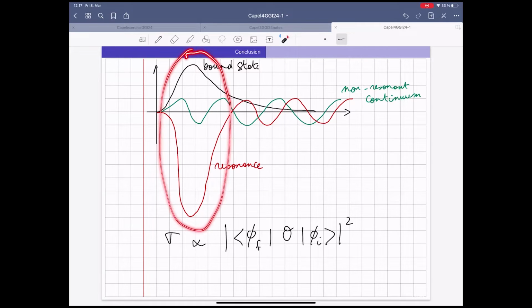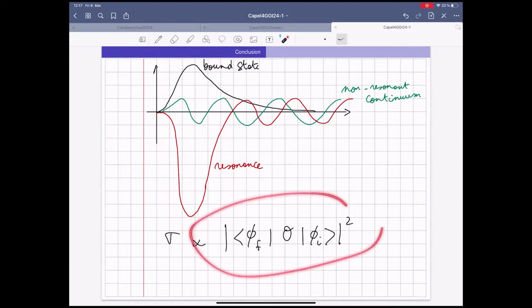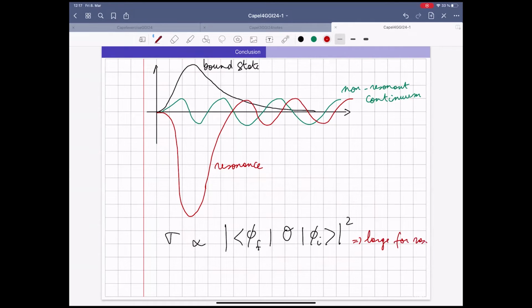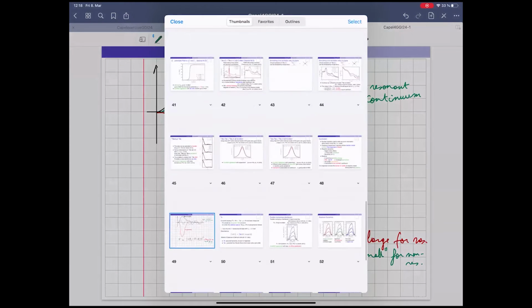These two have a large overlap. And so the fact that they have a large overlap means that this matrix element, depending on the value of theta, of this operator, will be rather large. It will be large for resonance, and it will remain small for non-resonant continuum. Okay, so that's why you have that sensitivity.